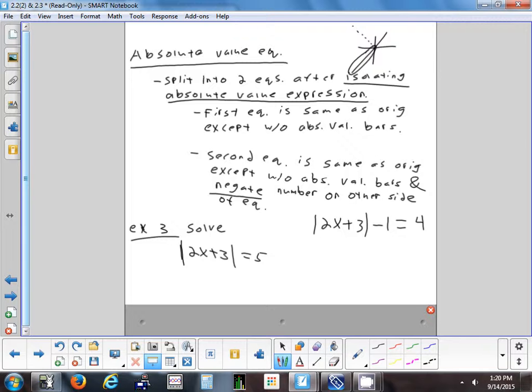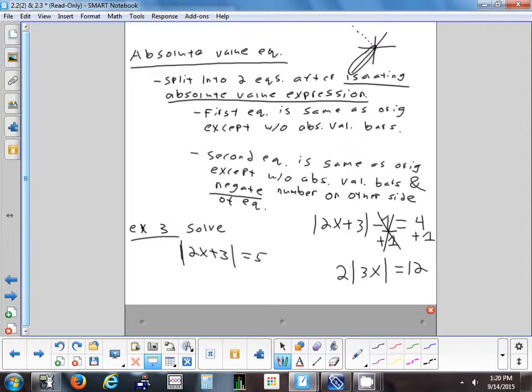In this problem, the absolute value is not by itself. There's something else on the outside. So the first thing you'd have to do is plus 1, plus 1. Now you get the absolute value by itself. What if I had something like this? You divide each side by 2, and then the absolute value would be by itself.